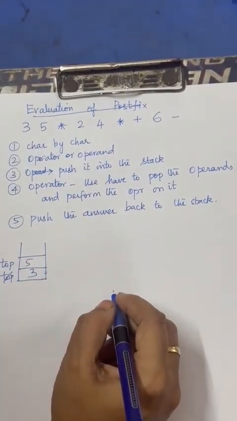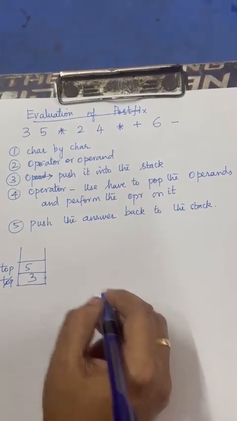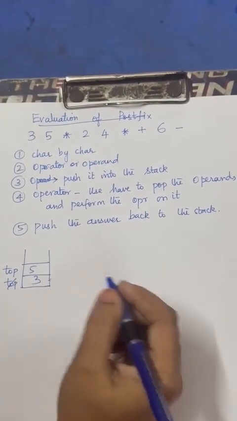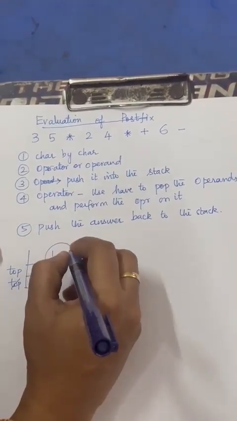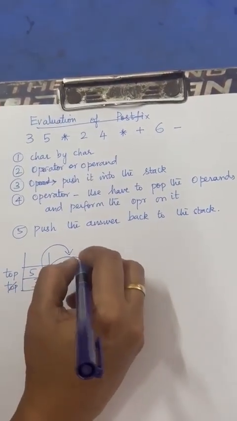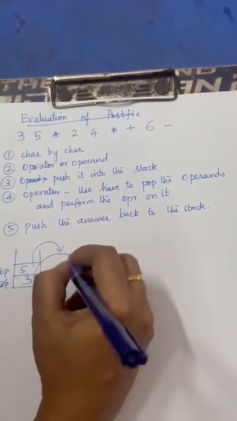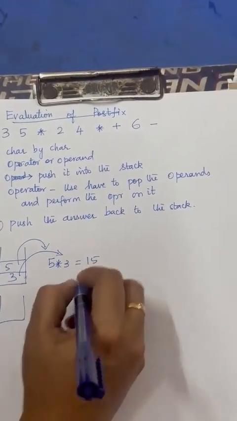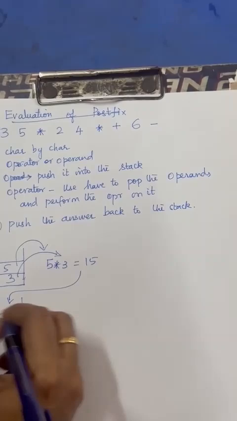The next one is star, which is an operator. So I have to pop the elements in the stack and perform multiplication. I'm going to pop the element 5 and then 3, so I get 5 threes are 15. Now I'm going to push the answer back to the stack.